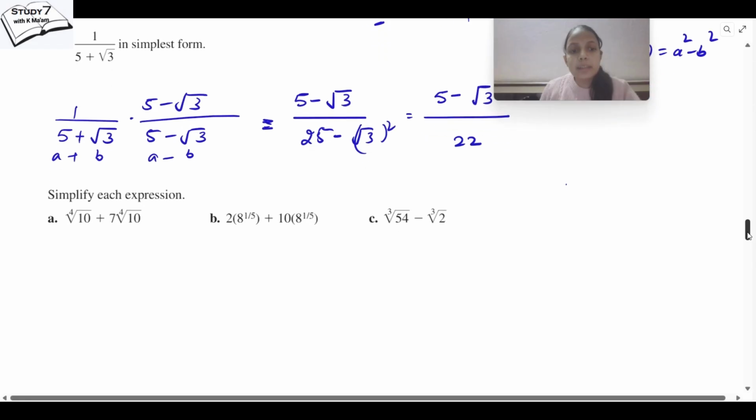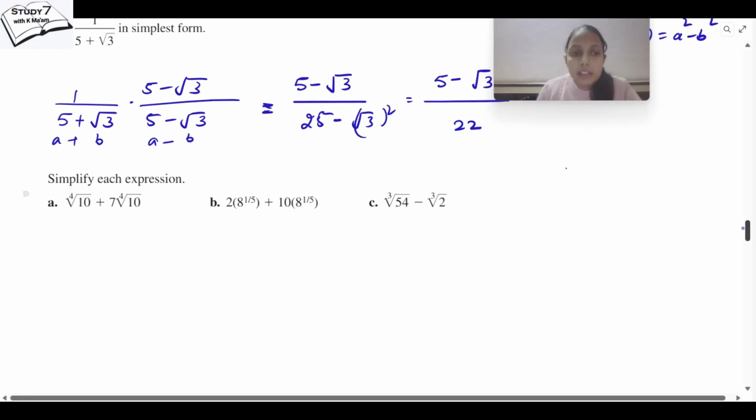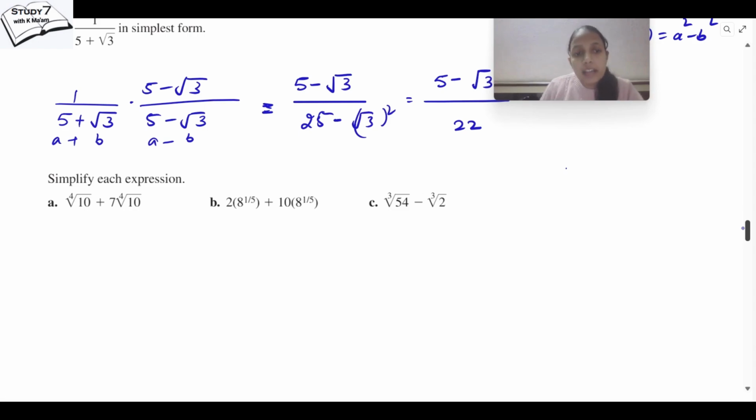Next, simplify the expression: 4th root of 10 plus 7 times 4th root of 10. I can take the 4th root of 10 common. If I take this term common, 1 is left. If I take this term common, 7 is left. So 7 plus 1 is 8. So the answer is 8 times the 4th root of 10.